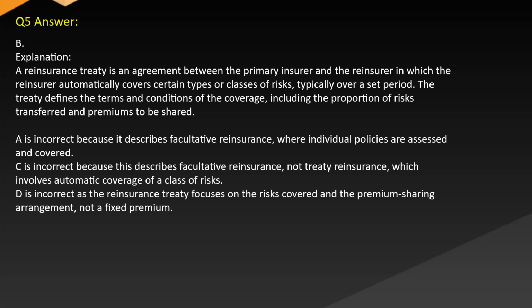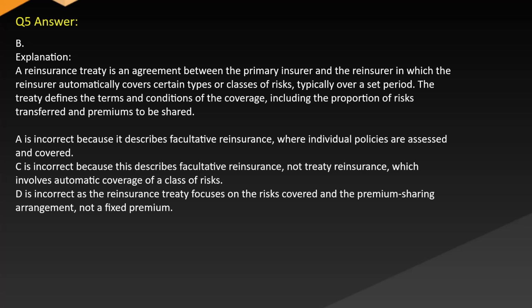Answer. B. Explanation. A reinsurance treaty is an agreement between the primary insurer and the reinsurer in which the reinsurer automatically covers certain types or classes of risks, typically over a set period. The treaty defines the terms and conditions of the coverage, including the proportion of risks transferred and premiums to be shared. A is incorrect because it describes facultative reinsurance, where individual policies are assessed and covered.